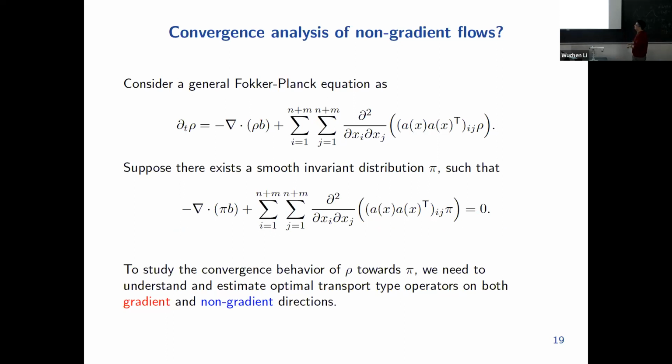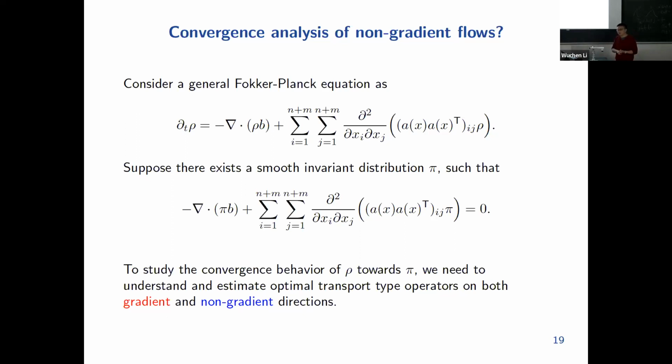Now, I think there exists a smooth invariant distribution pi that satisfies this condition. Essentially, I want to plug pi into it. If B equals negative V and A equals 1, then pi equal to negative V is definitely a solution. So essentially, to create a general stochastic differential equation, you need to satisfy this condition.